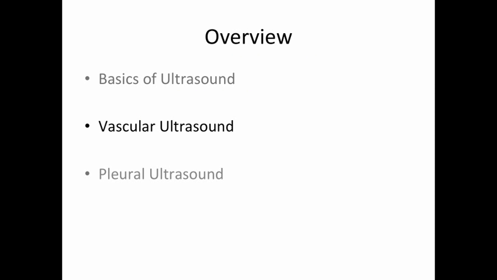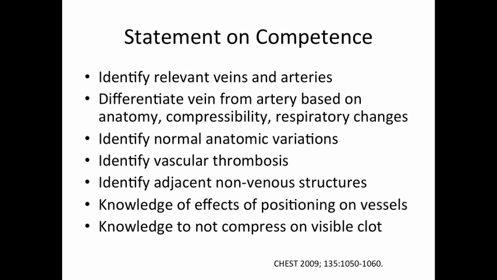And so then I'll go into an overview of vascular ultrasound at this point. This is from the ACCP guidelines on the recommendations for competency for ultrasound use as recommended for pulmonary and critical care fellows. I've just summarized here. There's a lot more detail that's involved in the statement. But in summary, the things that you should be able to do is to identify the relevant veins and arteries that you're looking for, both for vascular access as well as for DVT screening.